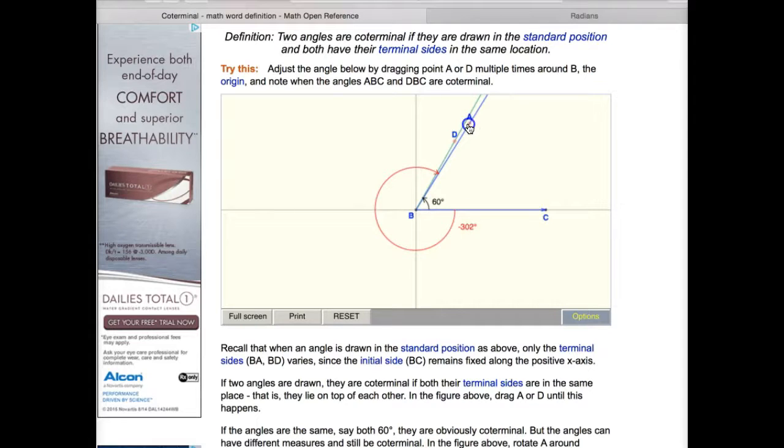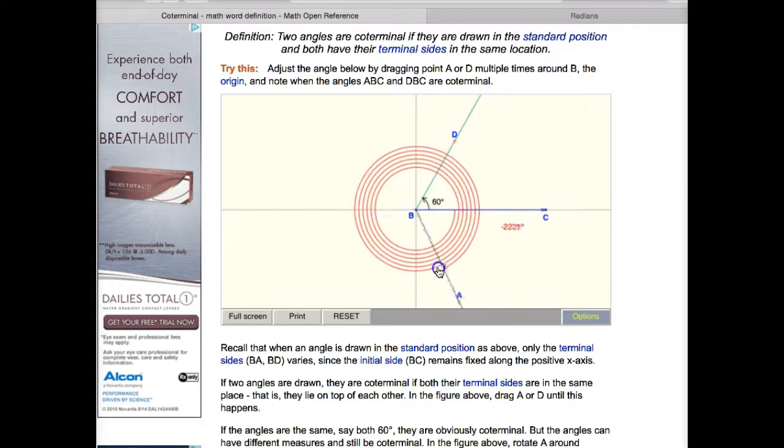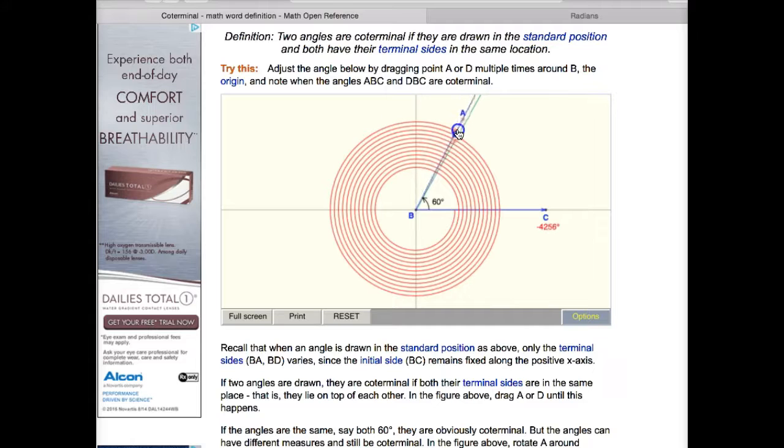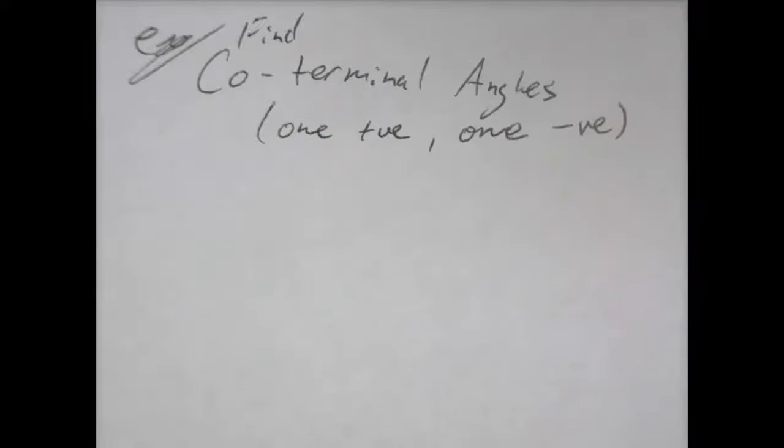Likewise, if I go around the other direction, if I do 60 minus 360, then I end up with negative 300 degrees. So these two angles are also coterminal. You can go around as many times as you want in either direction. It really doesn't matter, and you're passing a ton of coterminal angles along the way. But this one would be a coterminal angle, 60 and negative 4,260.